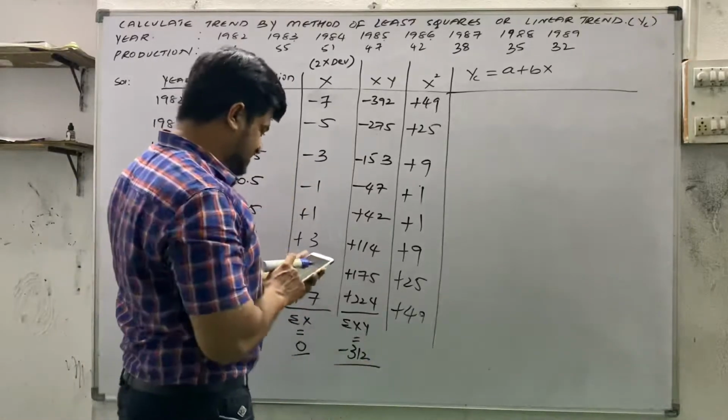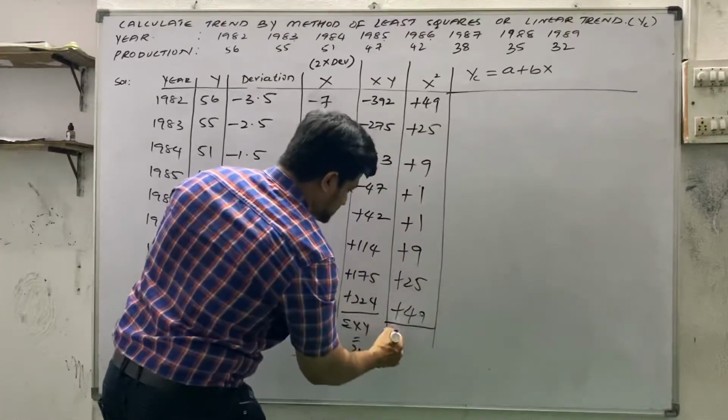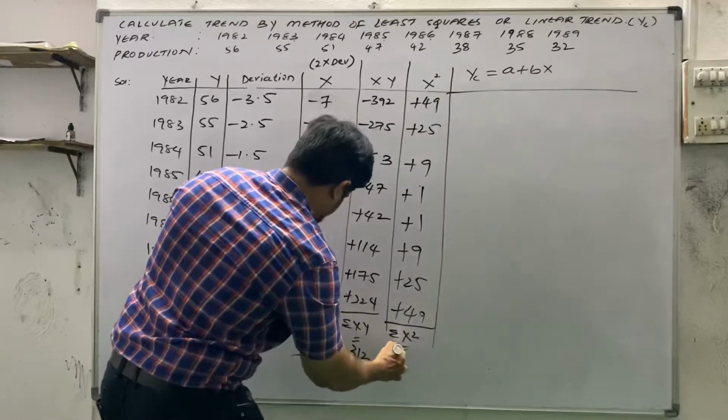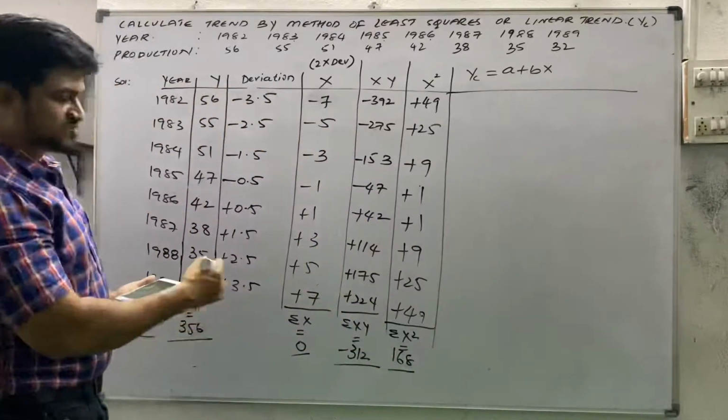Then we have sigma x square. Adding all those values will give you 168. Cross verify. You can also try this one. Cross verify the values.